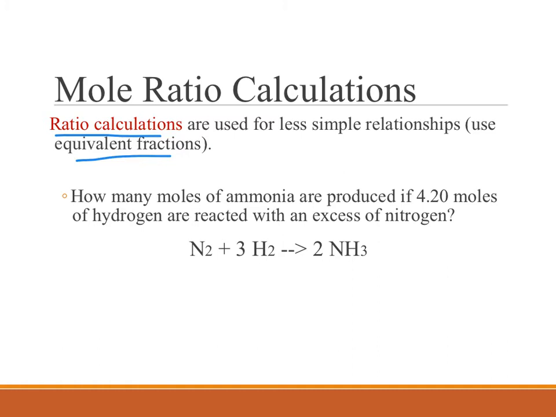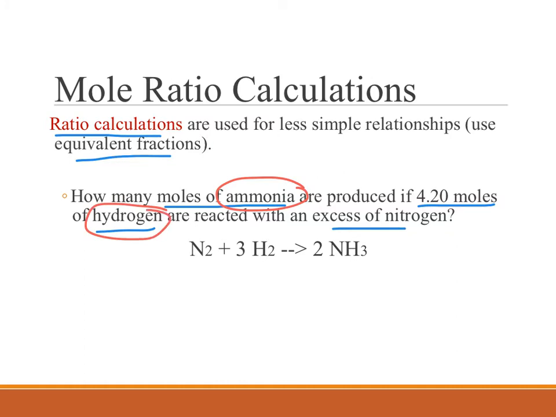So if we have our balanced chemical equation for ammonia again and a problem that asks how many moles of ammonia are produced if 4.2 moles of hydrogen are reacted with an excess of nitrogen. That means there's plenty of nitrogen. We're not even thinking about the nitrogen. What we're thinking about in this equation is what's going on with the ammonia and the hydrogen. Those are the two we're going to focus on.